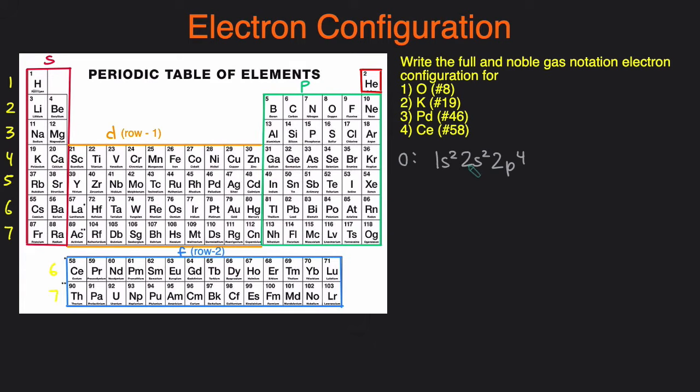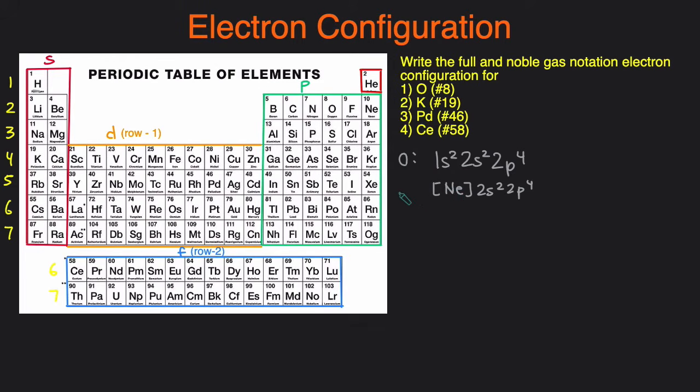Now for the noble gas electron configuration, this is the shortcut. This is where you can go to the last noble gas before the element that you're looking at. So the last noble gas before oxygen is helium. So we're just going to put brackets, put the last noble gas in the brackets, and then start off after helium. So after helium, we have 2s2 and then 2p4. Pretty much the electron configuration of helium is 1s2. So instead of writing that, we can just write helium.